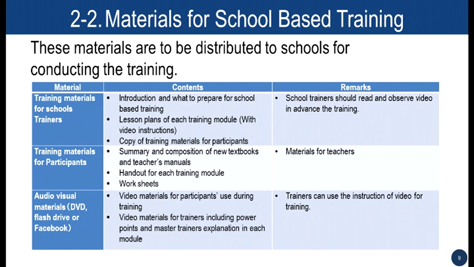worksheets, video materials for participants use during training, video materials for trainers, including PowerPoint presentations, and also master trainers will be able to explain each module.